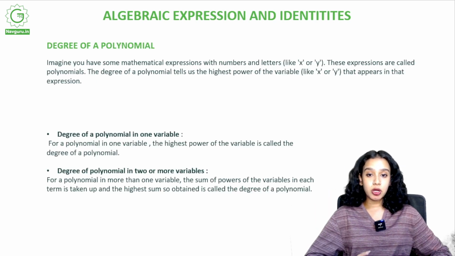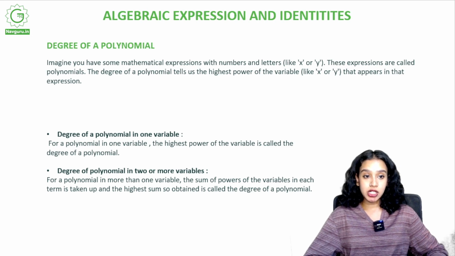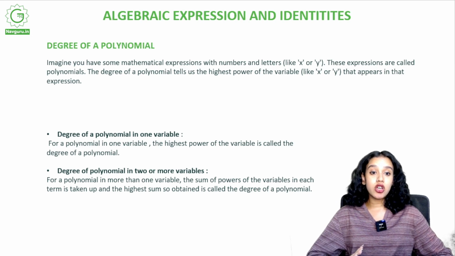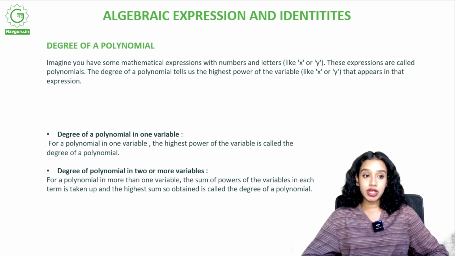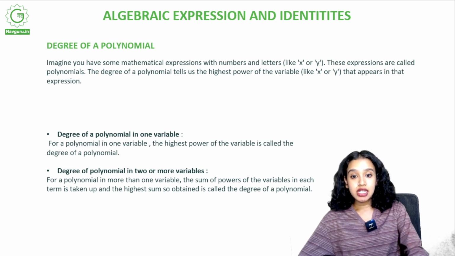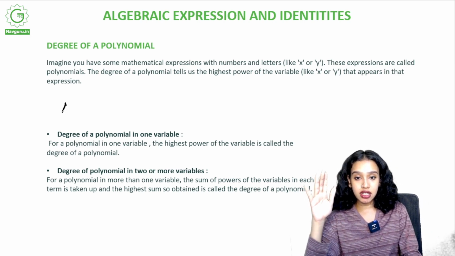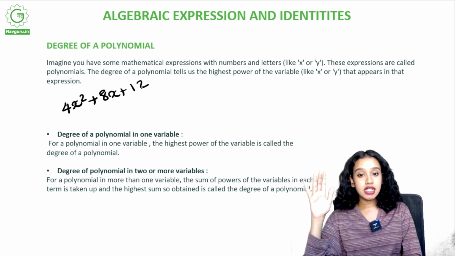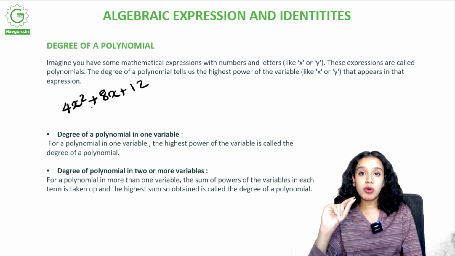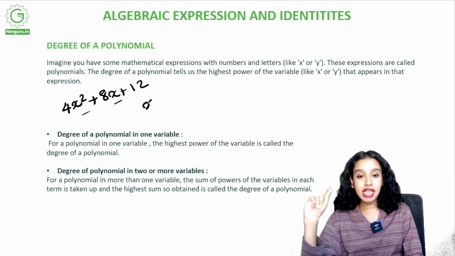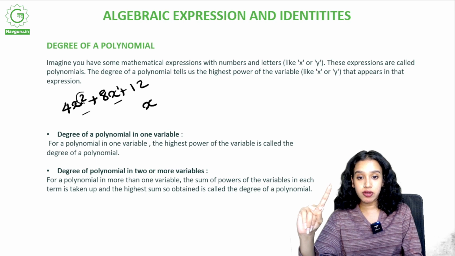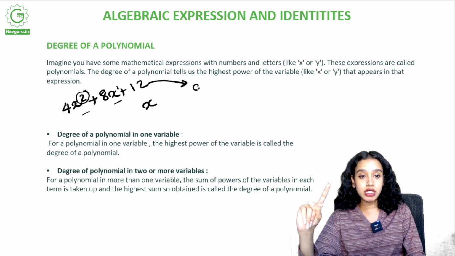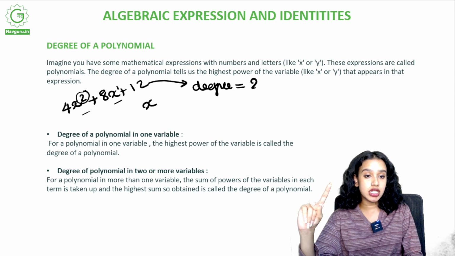Now, degree of a polynomial. Imagine you have some mathematical expressions with numbers and letters like x and y. These expressions are called polynomials. The degree of a polynomial tells us the highest power of the variable that appears in the expression. For example, 4x square plus 8x plus 12. What is the highest power of the variable? The variable is x. The power of x is 1 here and 2 here. So the degree of this polynomial is equal to 2.